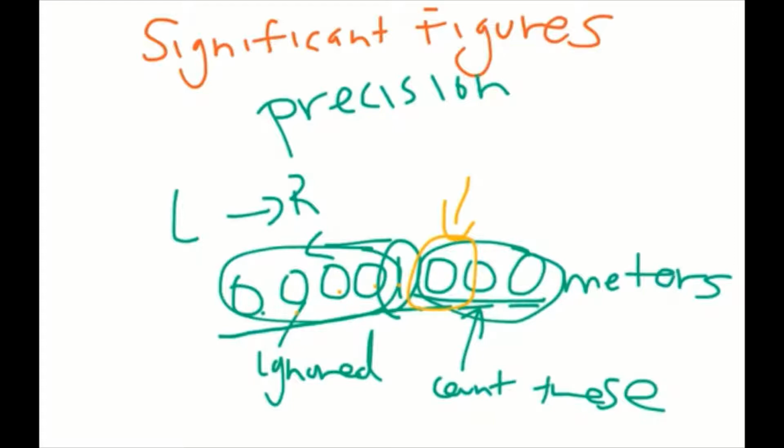So 0.0001000 meters has 4 significant figures. 1, 2, 3, 4, as we counted before. We can rewrite it as 1.000 times 10 to the negative 4. And to count the sig figs in scientific notation, just look at this first number. And as expected, this number has 4 sig figs.